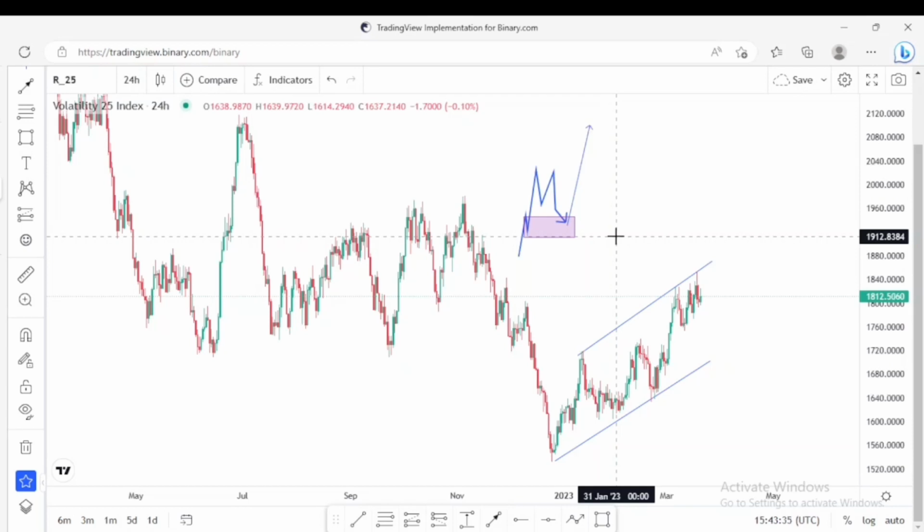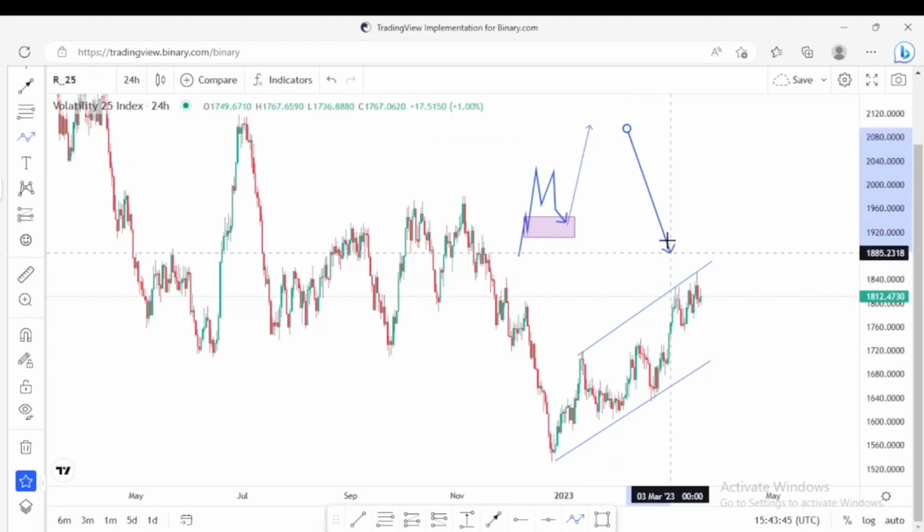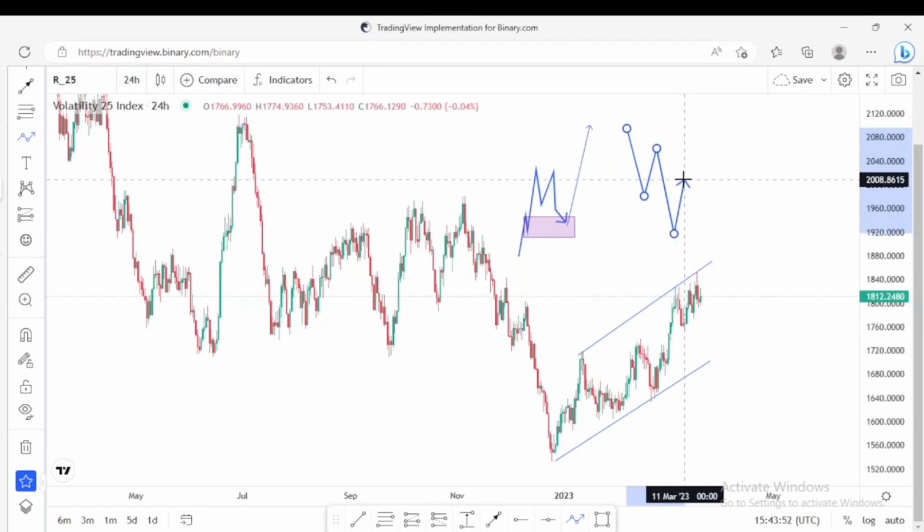If you want to trade your supply zone, you must make sure price is going down, giving you lower lows, lower highs. So what do I mean by price giving you lower lows? Price giving you these lower lows, understand? Lower high, lower lows, lower high, lower lows.